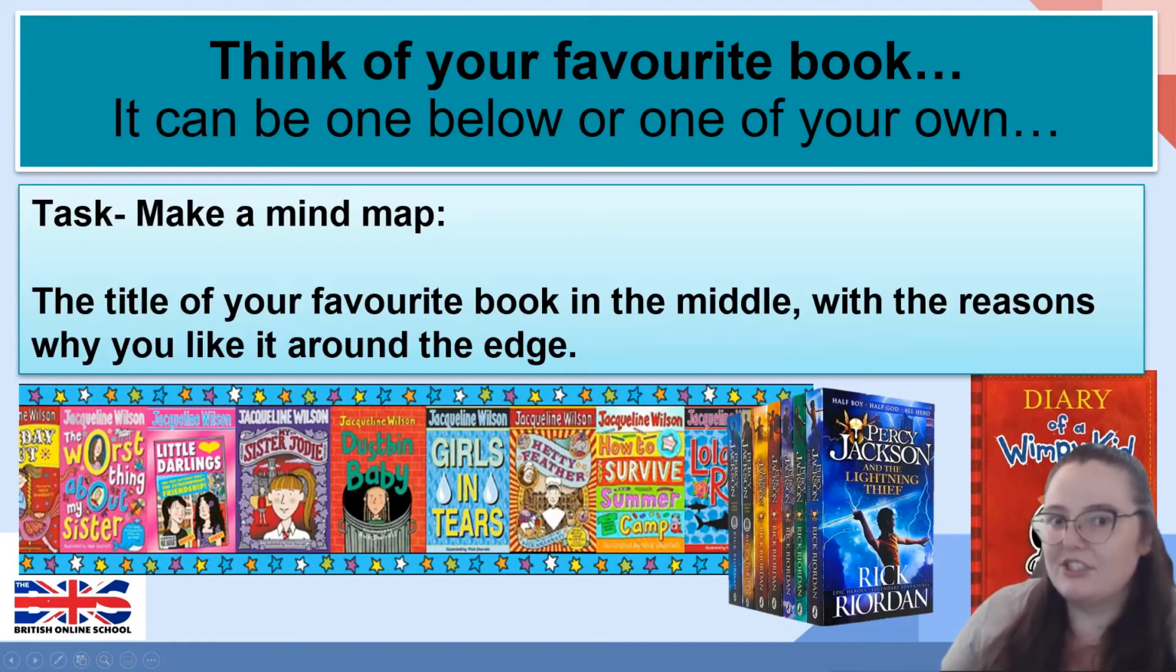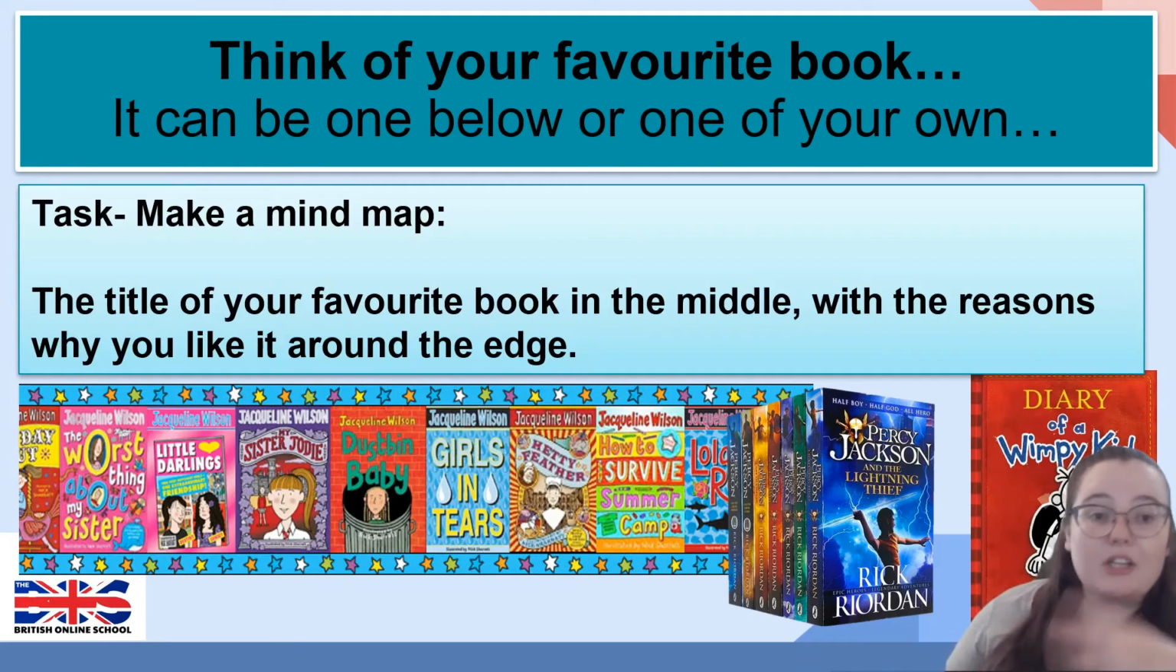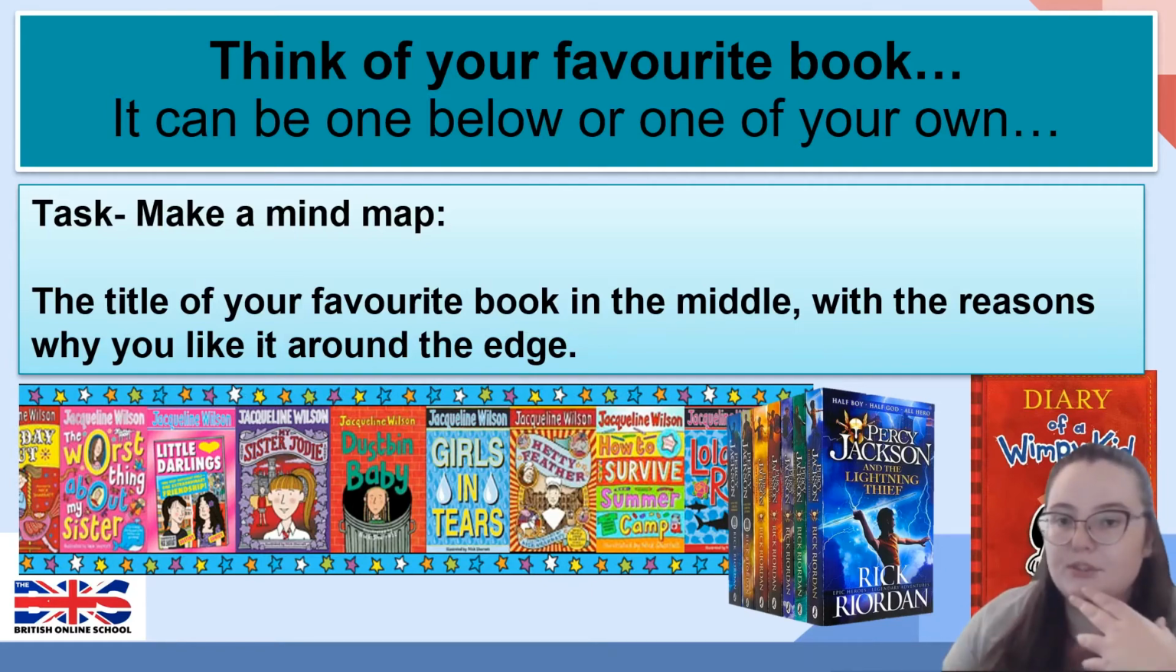So the next thing I want you to do is, again, thinking about reading. Think about your favourite book, okay? It can be one of the ones below. So here we've got some pictures from Jacqueline Wilson. We've got Percy Jackson or Diary of a Wimpy Kid, okay? So I want you to think about your favourite book. If you don't have a favourite book, that's fine, okay? Think about a book you read in primary school or something you maybe read with your parents or carers. If you're really stuck, you could think of a book that's been turned into a movie and use that as your example.